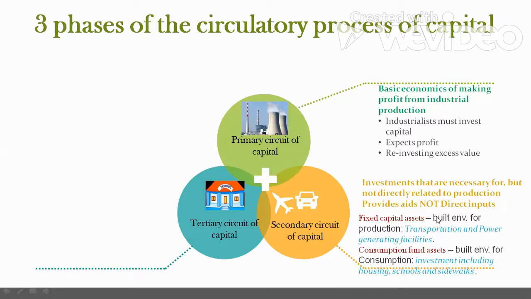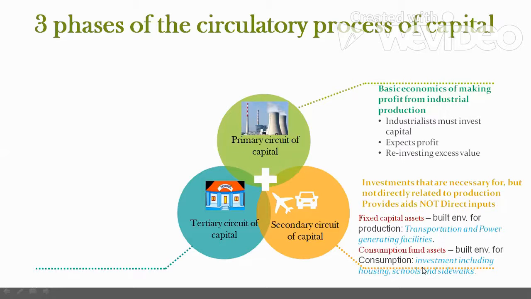Now, the second is consumption. We all know what consumption is. So, the consumption fund assets. This is also a built environment, but for consumption. This was the built environment for production, but this is the built environment for consumption. What kind of consumption? For example, a fund which is invested in housing, schools, or various sidewalks.